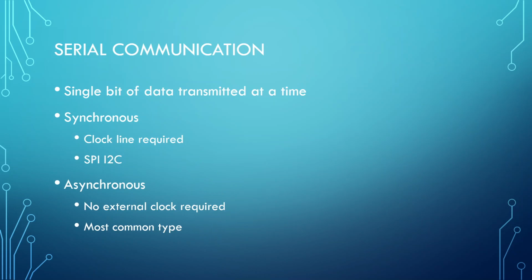All right. We've already talked about some of this. Serial communication is a single bit of data transmitted at a time, so a 0 or 1, just pulsing that out. As we already talked about, synchronous requires a clock line, constantly sending a little pulse saying, this is the data, check it, check it. Then asynchronous has no external clock required, and that's the more common one.